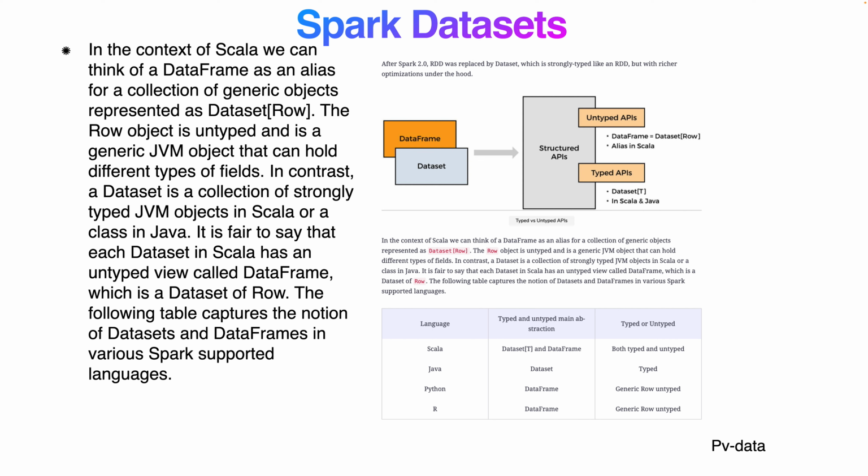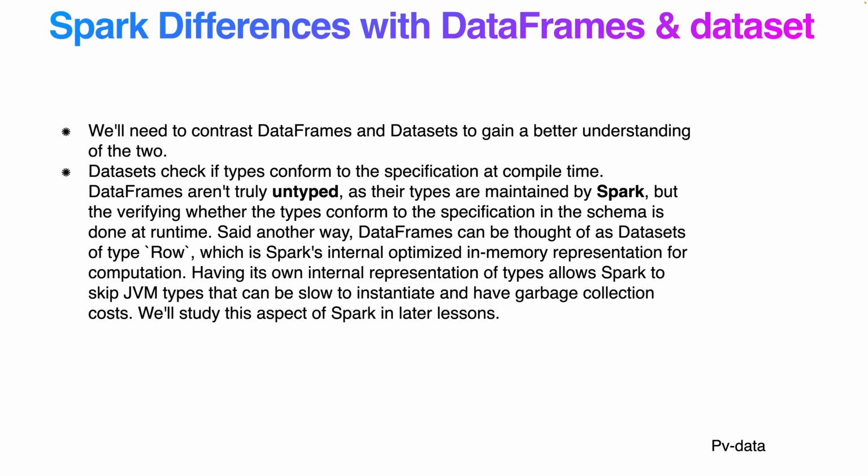In the context of Scala, we can think of a DataFrame as an alias for a collection of generic objects represented as a Dataset[Row]. The Row object is untyped, a generic JVM object that can hold different types of fields. A dataset is a collection of strongly typed JVM objects in a Scala case class or a Java class. It's fair to say that each dataset in Scala has an untyped view called DataFrame. So DataFrame is untyped, which is a Dataset of Row. The following table, as you see, shows the difference.